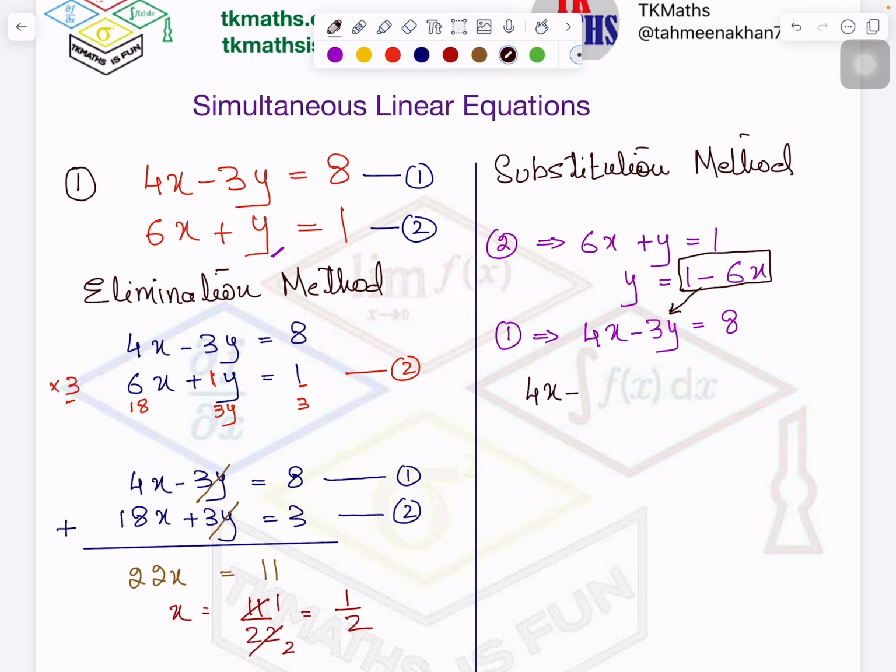So it will become 4x minus 3 bracket 1 minus 6x equals 8. Now you will expand the bracket. Be careful about the sign.